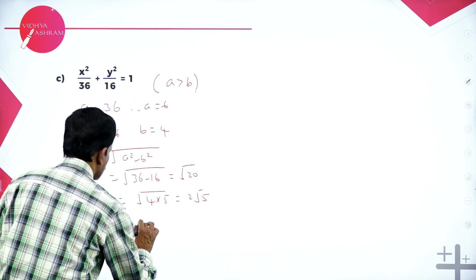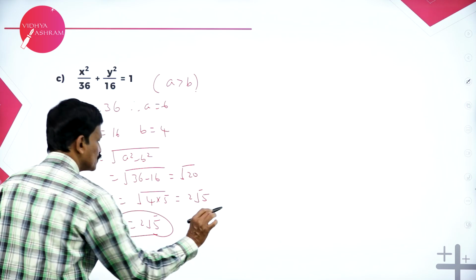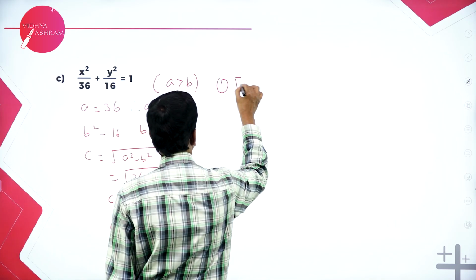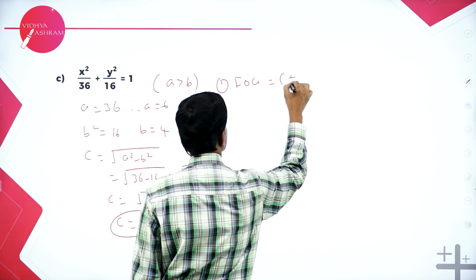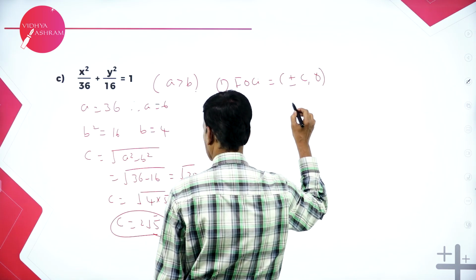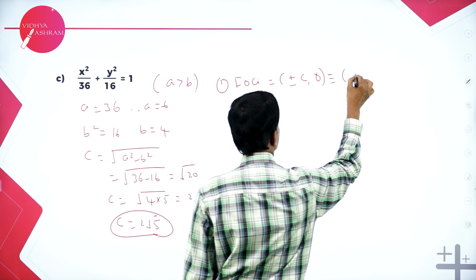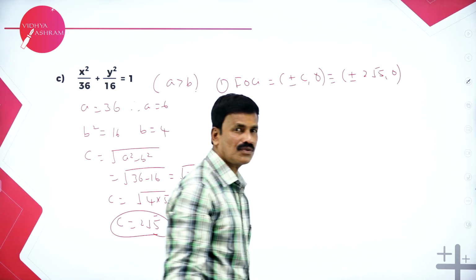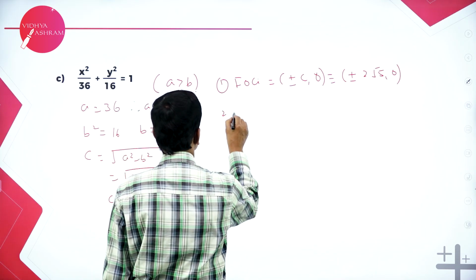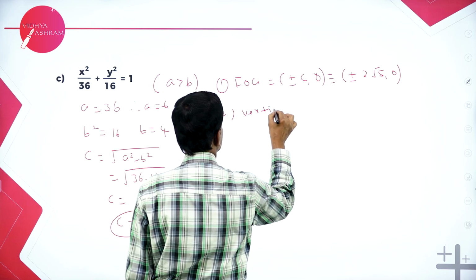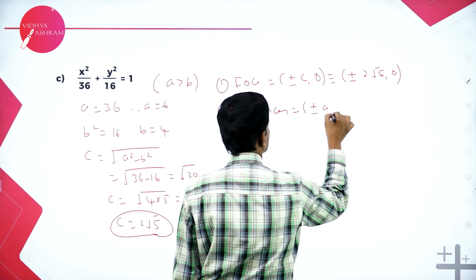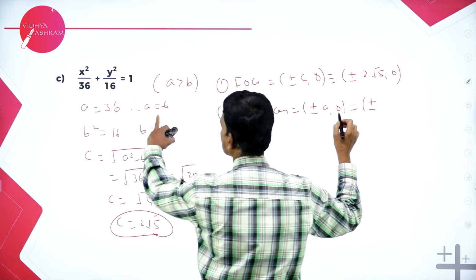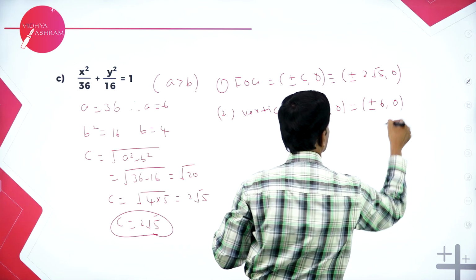So c is equal to 2 root 5. Okay. Now write down the foci first. Foci is equal to plus or minus c comma 0. That is nothing but plus or minus 2 root 5 comma 0 is the foci. So vertices are plus or minus a comma 0. That is plus or minus, what is a here? a is equal to 6, plus or minus 6 comma 0.